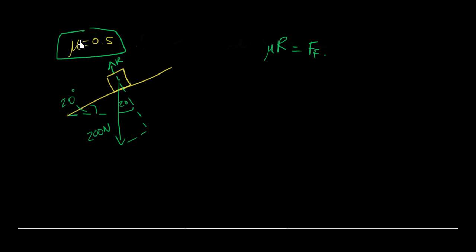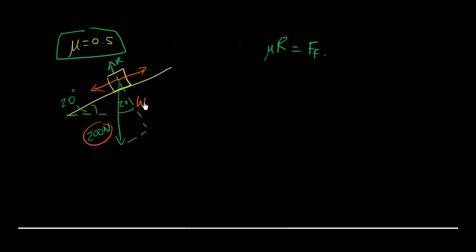So they could tell us, say, hey, if mu is 0.5, then tell me if this is gonna move, if it's gonna slide up or down. Well, let's see. For that we need to compare the force that goes in this direction with the friction, and now we can calculate how much the friction will be. So if the weight here they tell us is 200 newtons, then how much of that weight is going into the ground? We're very interested in that.